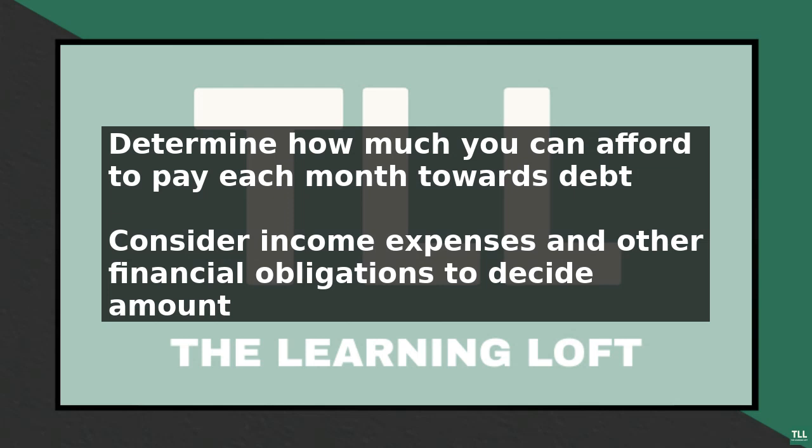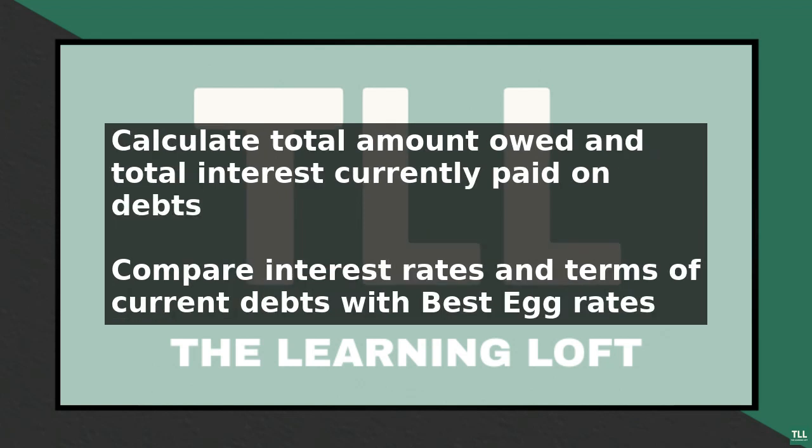Best Egg offers personal loans with fixed interest rates and terms, which can help simplify your debt repayment process. Now, calculate the total amount you owe and the total interest you are currently paying on your debts. You can use a debt consolidation calculator or create a spreadsheet to help with this step. Compare the interest rates and terms of your current debts with the rates and terms offered by Best Egg.